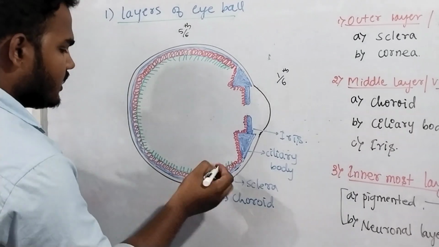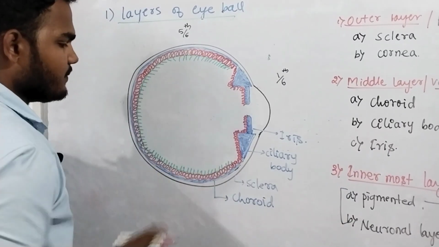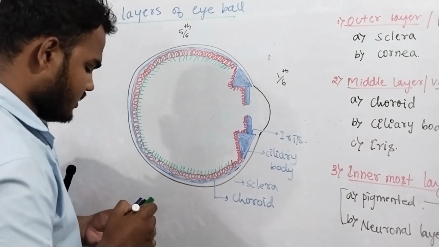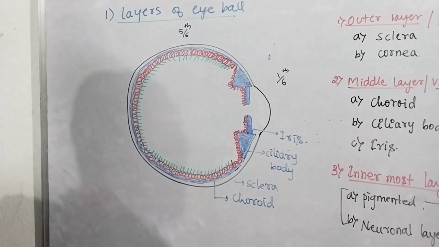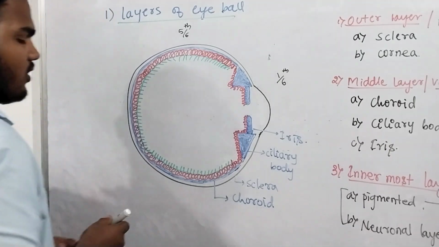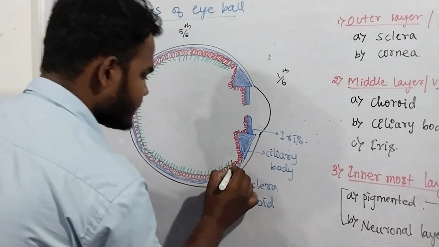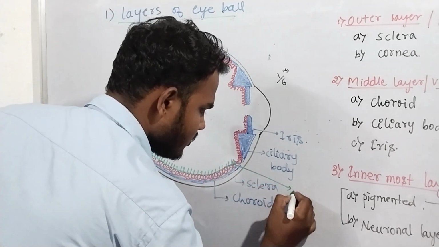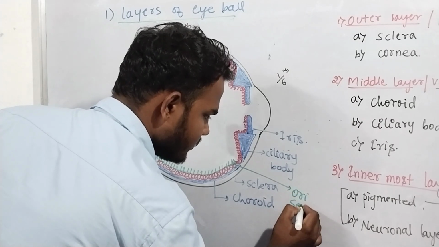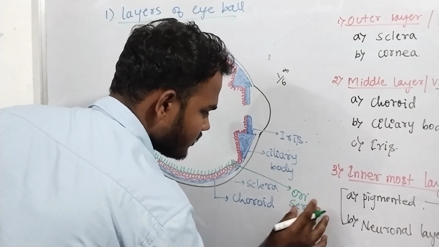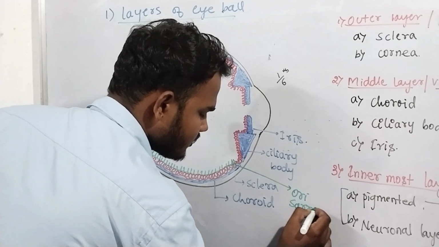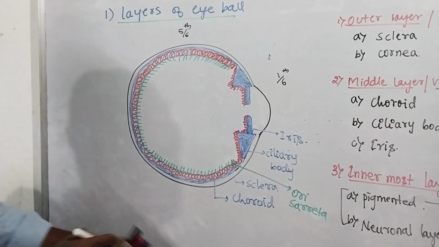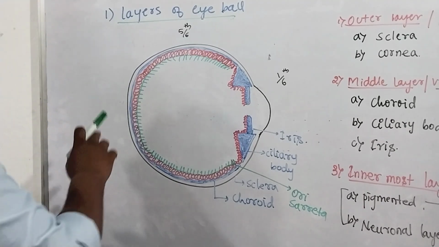Okay, but the neuronal layer ends at this junction. This junction is known as the ora serrata. Ora serrata. Okay, it is a very important term here.